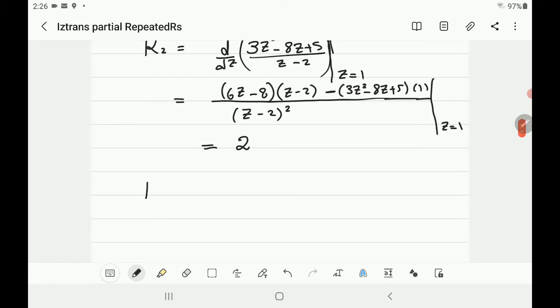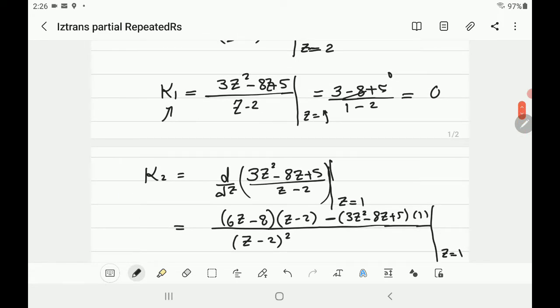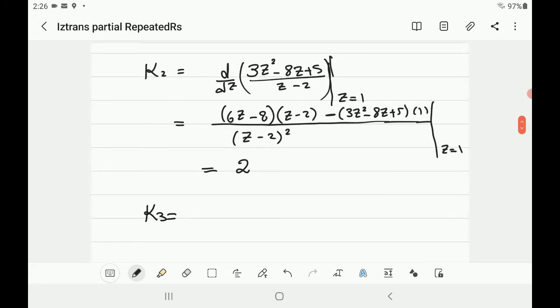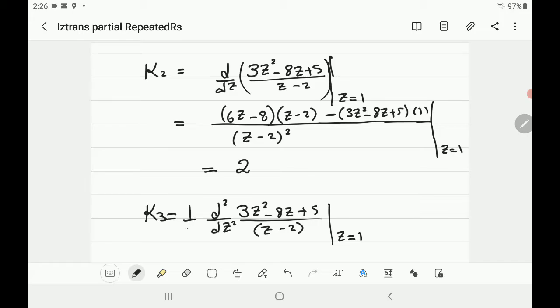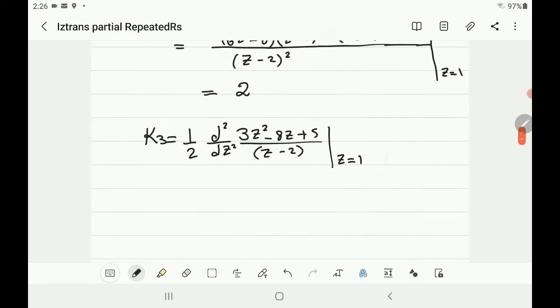The last expression, k3. What you'll do, go back to k1, write the same expression, 3z squared minus 8z plus 5 divided by z minus 2. Do not substitute by z equal to 1. You should differentiate, but this time the second differentiation. And you divide here by 2, multiply by 1/2. Why did I do that? I'm going to tell you now.